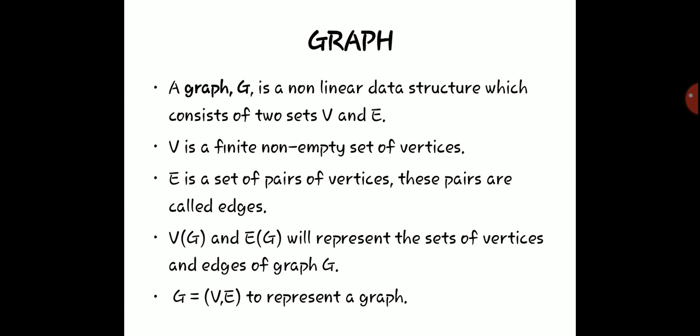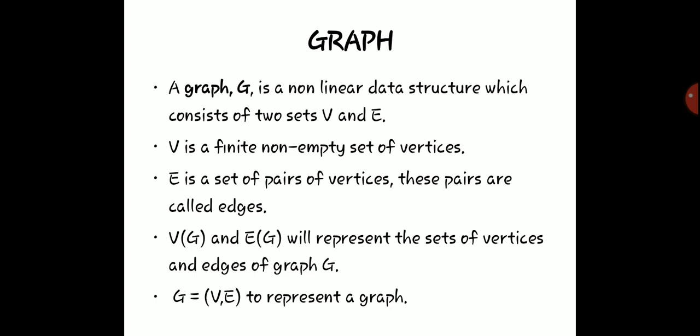A graph is a non-linear data structure. First of all, what is a non-linear data structure? See, in data structures there are two types: linear and non-linear. A linear data structure is one which has all its data in sequence. One by one the data will be arranged. Okay, so that is called a linear data structure.